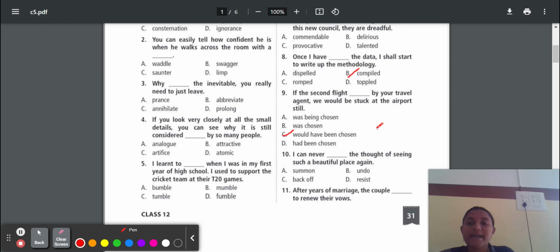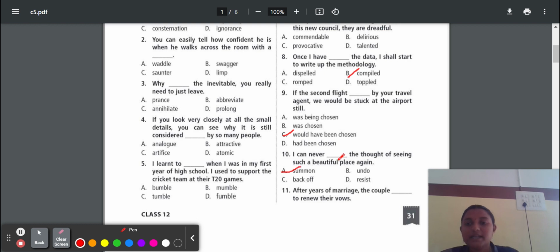Question number 10. I can never dash the thought of seeing such a beautiful place again. Option A, summon. Option B, unto. Option C, back off. Option D, resist. Answer for the question is option A, summon.